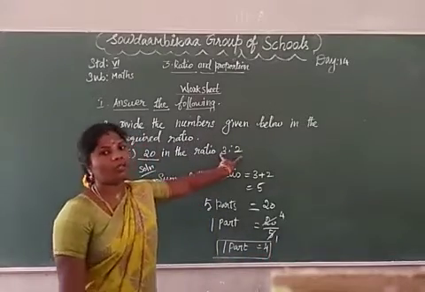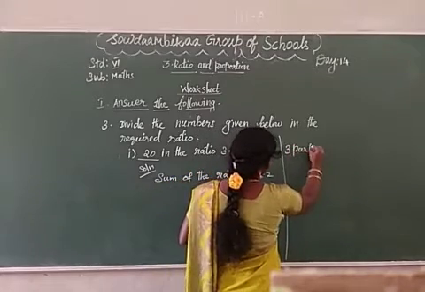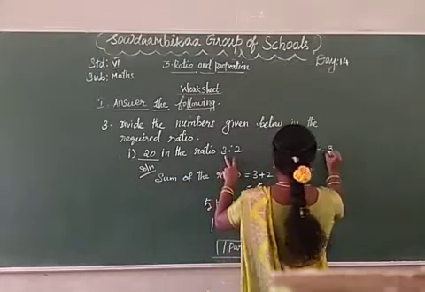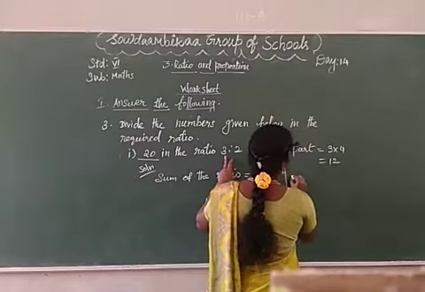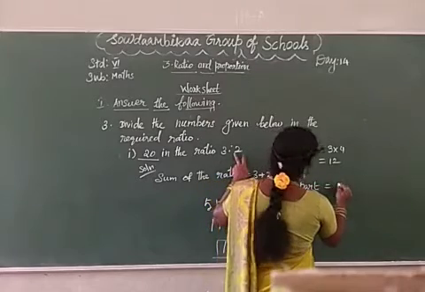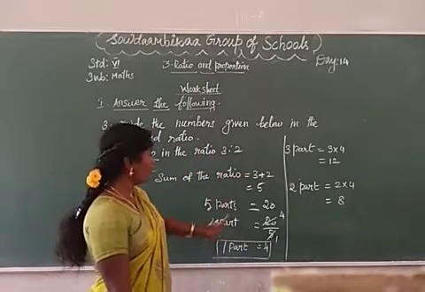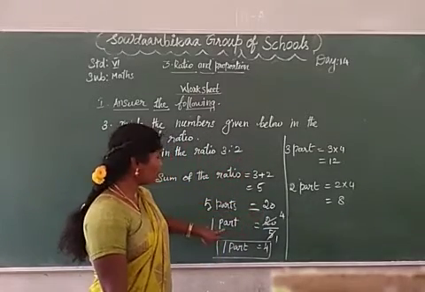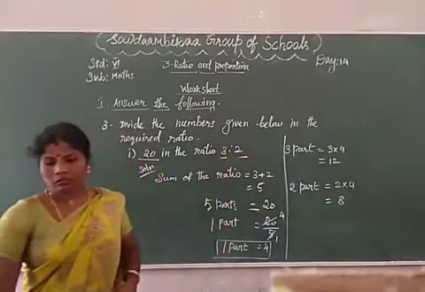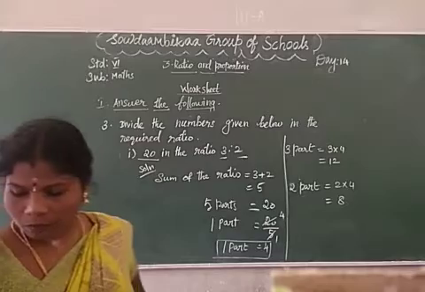Now find the 3 parts and 2 parts. 3 parts: 3 into 4, 12. And 2 parts: 2 into 4, 2 4s are 8. Okay, first find the total parts, 5 parts equal to 20. Then find the 1 part, 4. Now find the 3 parts and 2 parts. Okay, 3 parts is 12, 2 parts is 8. Okay, next sum.